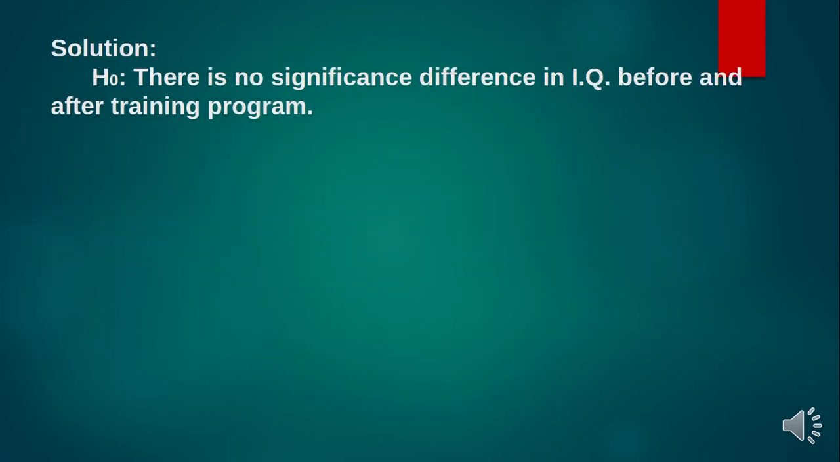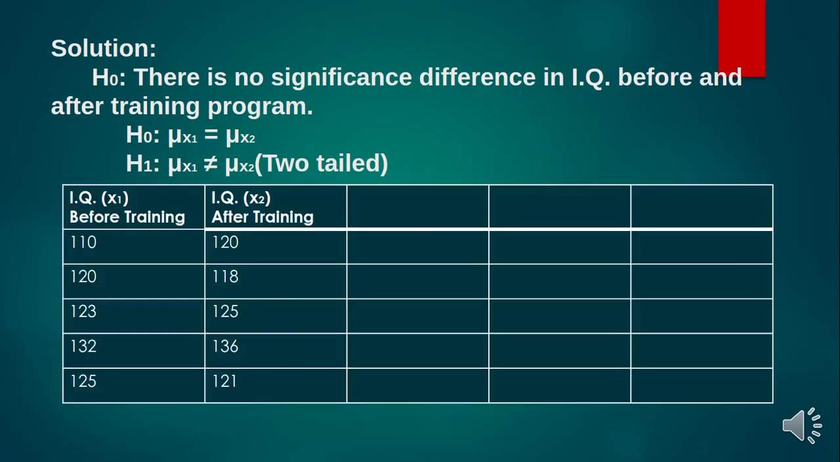Next, solve the problem. H0: there is no significant difference in IQ before and after the training program. Here H0: mu x1 is equal to mu x2, H1: mu x1 is not equal to mu x2. That type of equation is called a two-tailed equation. So now let's see whether the given sample data follows any of the following. First we have to make a table.